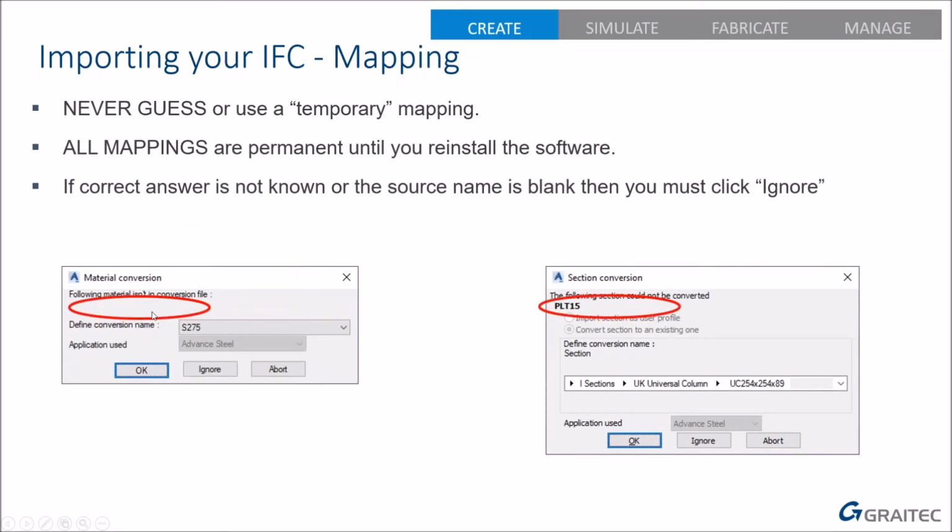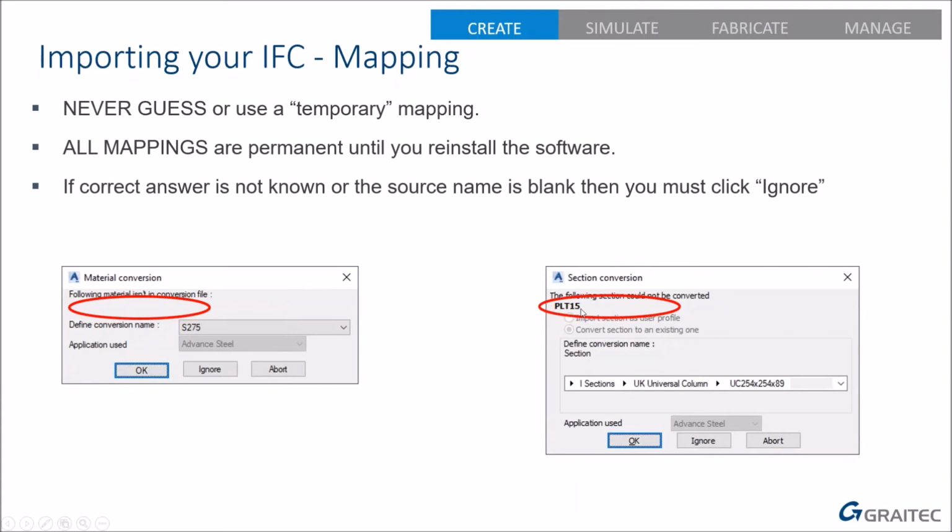So here we go, there's a picture. It's asking for material, but the material is blank. Not quite sure what's going on there. It might be a bug. We've asked Autodesk, but that does happen. You get blank for the beam name or the material. You can't obviously map that to anything sensible, so you have to click ignore.